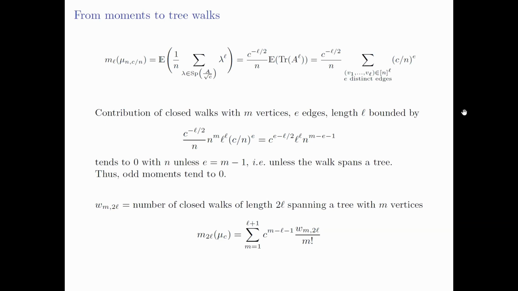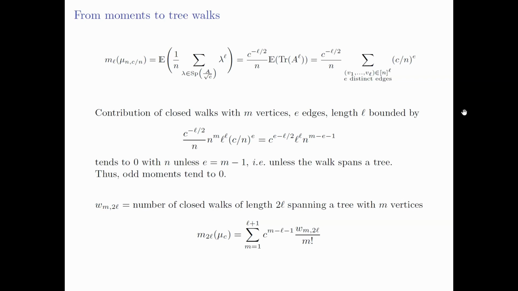And this is very nice because we have a combinatorial interpretation for that. This is closed walks, so starting and ending at the same point, of length L. And the probability that such a walk is in a graph, because of the G(n,p) model, is the product of the probabilities that the edges are there. So it's c over n, the probability for any of those edges, to the power of the number of distinct edges in this path, right?